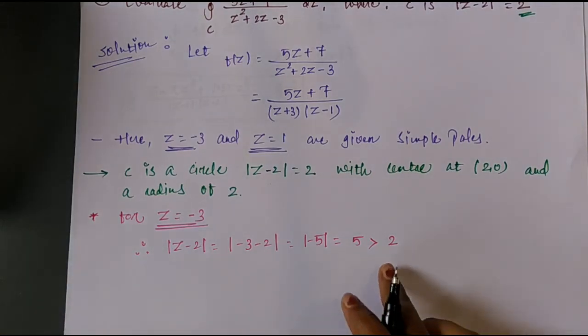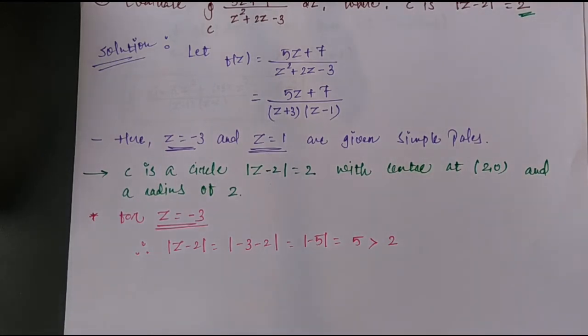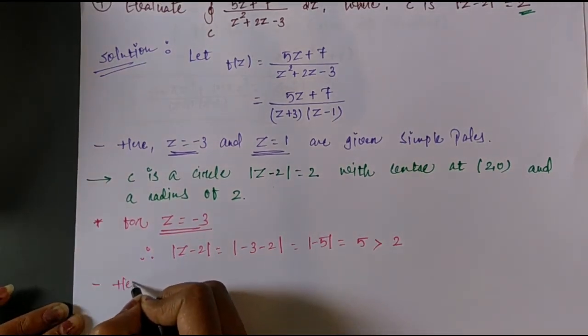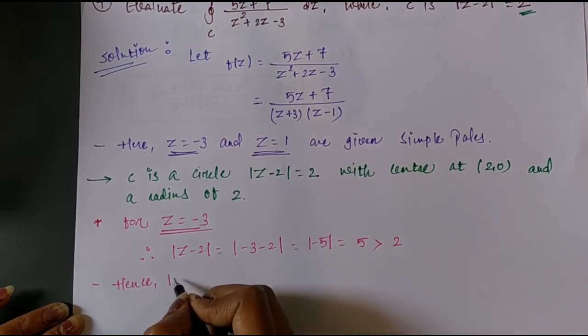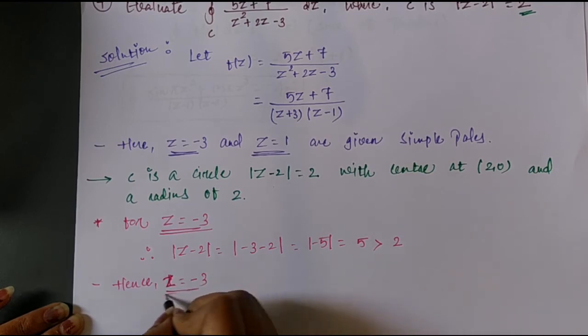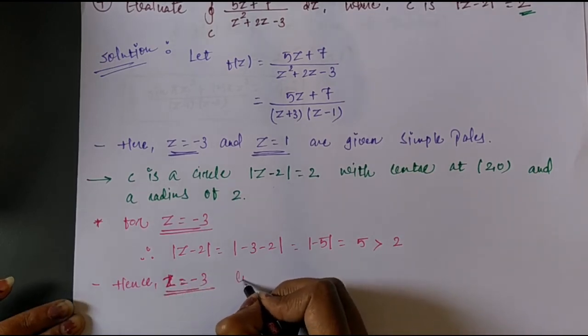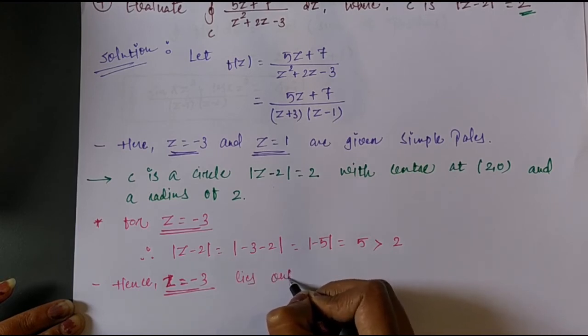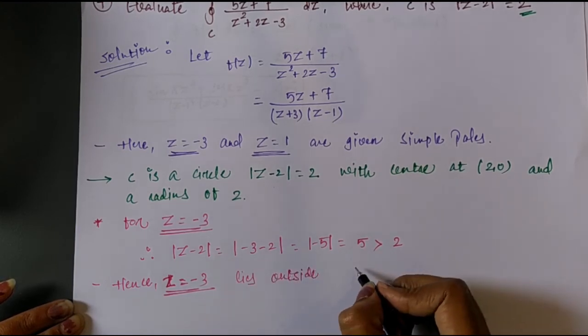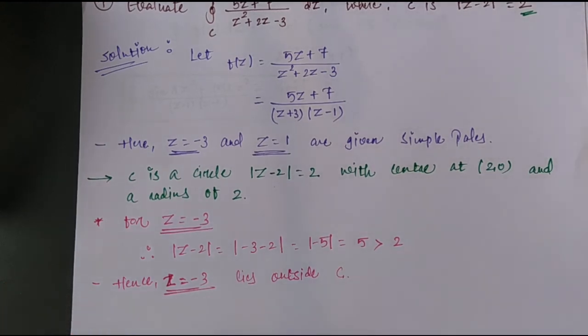So what radius do we have here? The circle with center (2, 0) has radius 2. Okay, and this 5 will definitely be outside it. So definitely we can say that hence z equals minus 3 lies outside C.